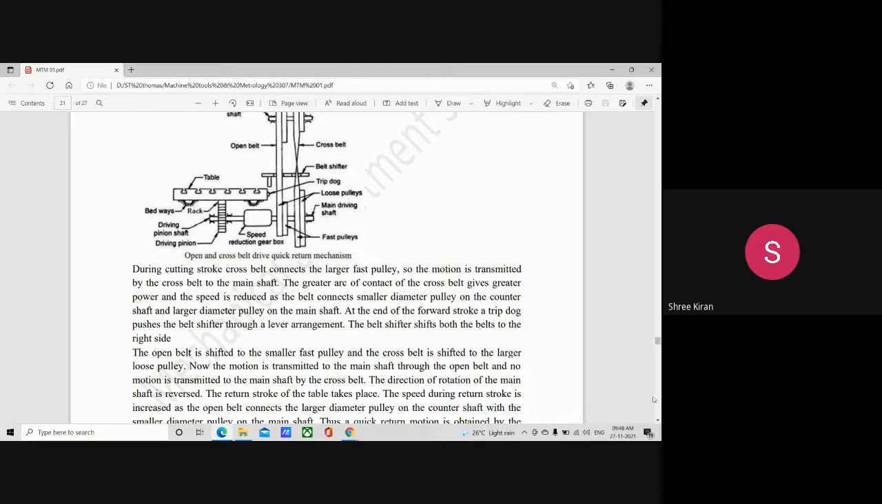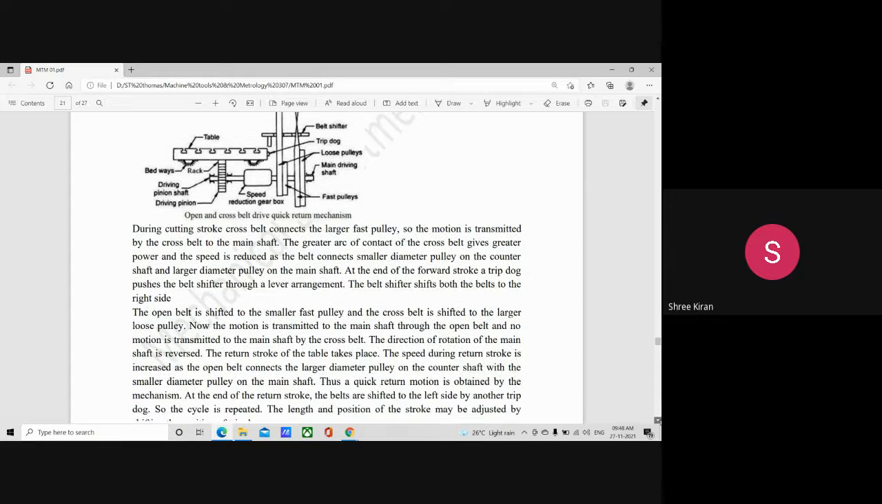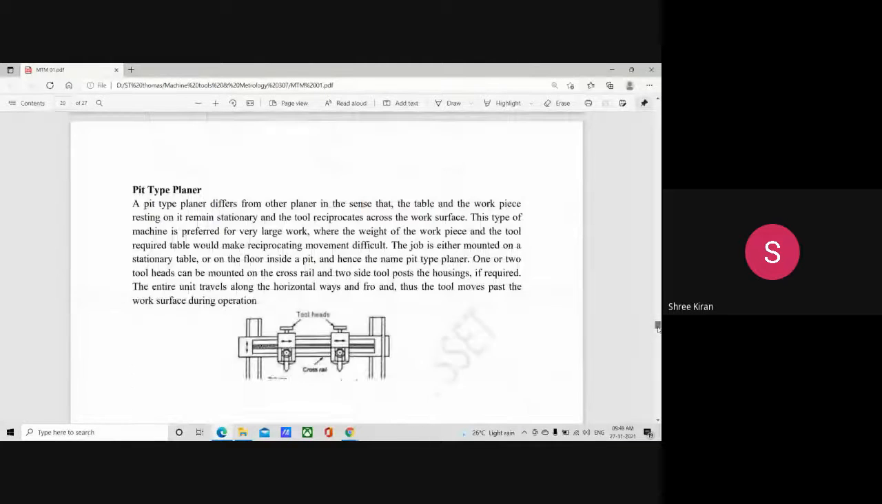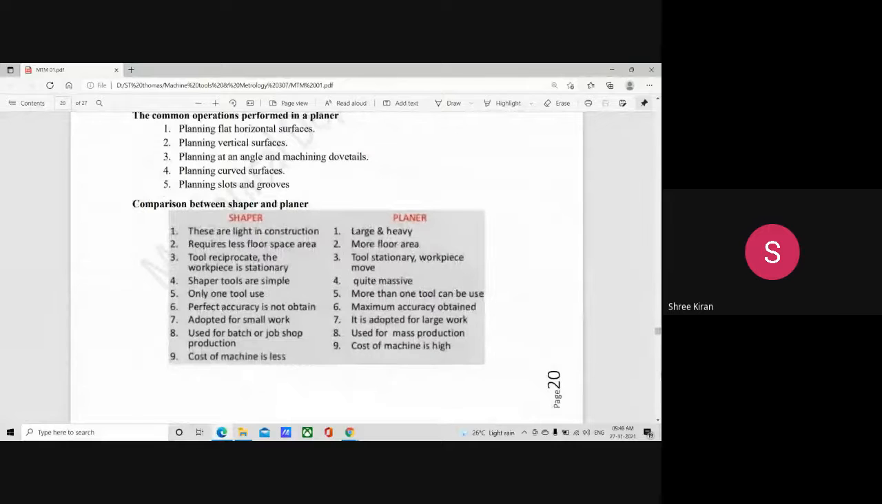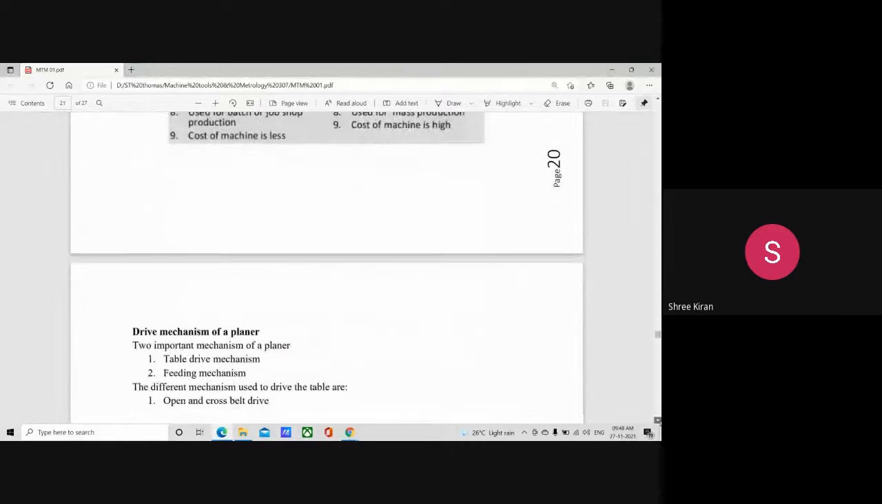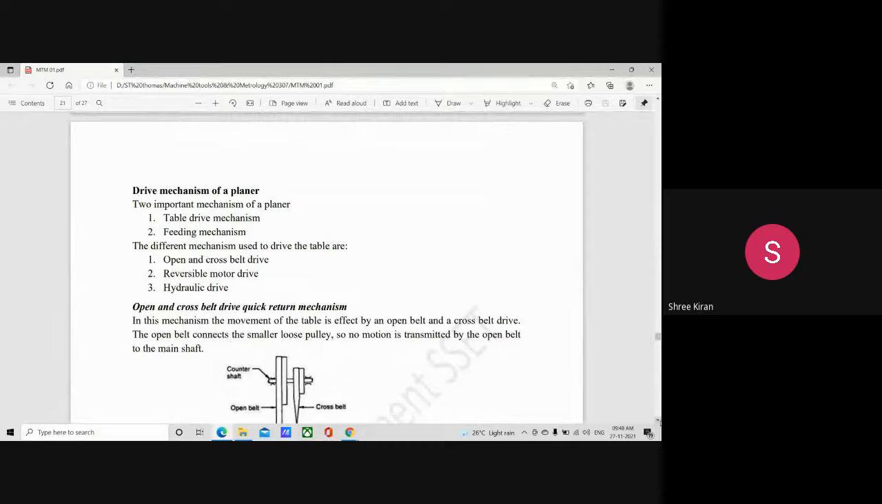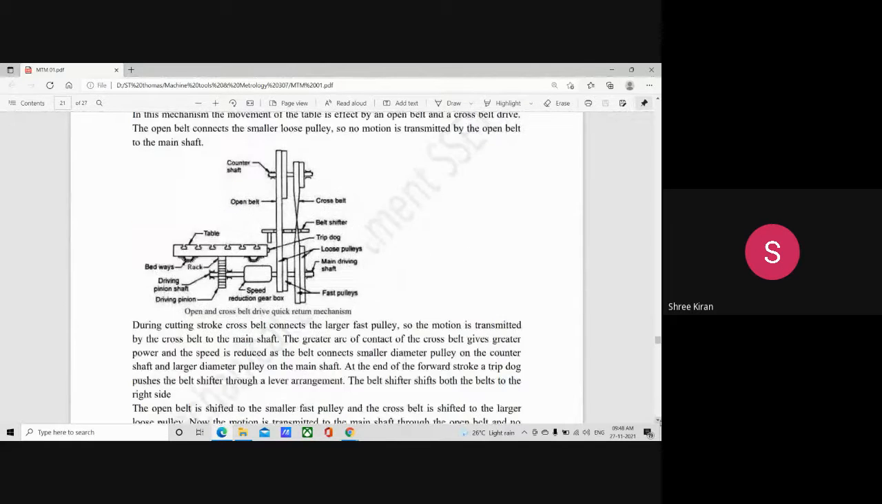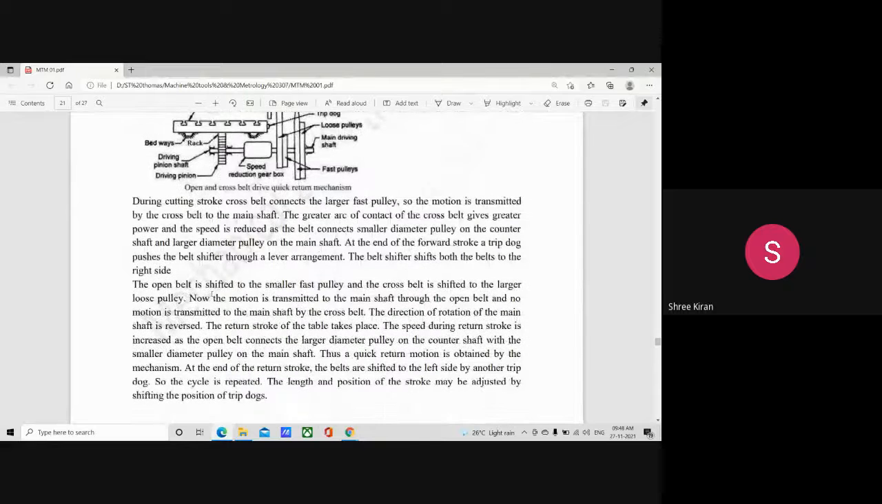This is what happens in the case of an open and cross belt drive mechanism, which can also be named a quick return mechanism. Now the open belt is shifted to the smaller fast pulley, and the cross belt is shifted to the larger loose pulley.